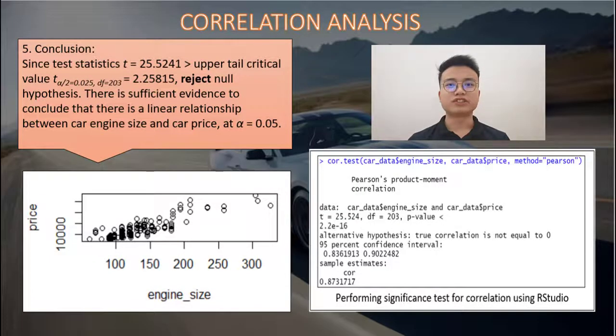Now we state our decision. Since test statistic equals 25.5241 is larger than our upper tail critical value, which equals 2.25815, we reject the null hypothesis. We have sufficient evidence to conclude that there is linear correlation between the engine size and the car price at alpha equals 0.05. We can also make a scatter plot as shown below by using RStudio. On your bottom right corner is how we perform the correlation analysis using RStudio.